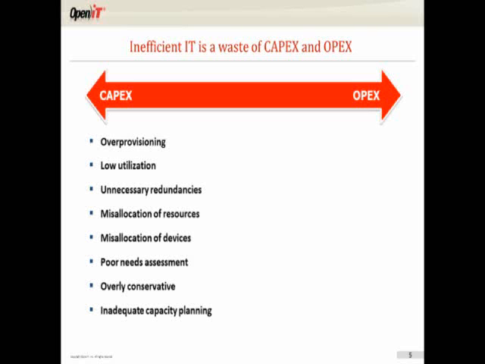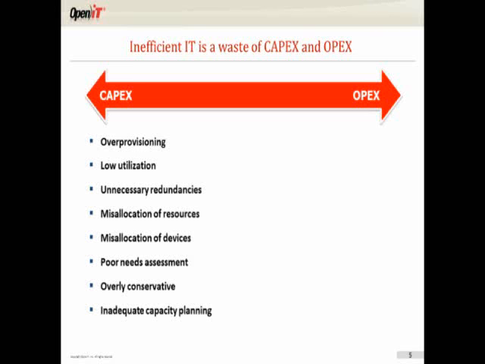We also notice low utilization. This is really not too surprising because when we do see over-provisioning, we naturally see low utilization as well for that portion of the provisioning that is over-provisioned, i.e., when you have purchased too many computers or too many software licenses, then the ones that are not really needed go without utilization. Needless to say, we also see unnecessary redundancies, leading to the misallocation of resources and devices.